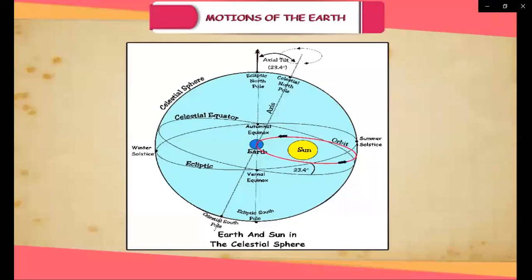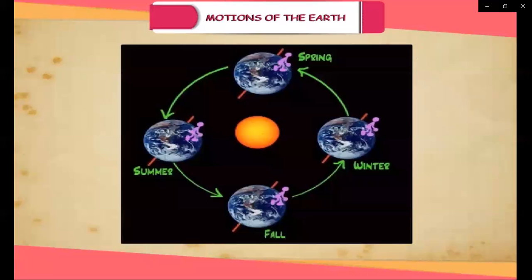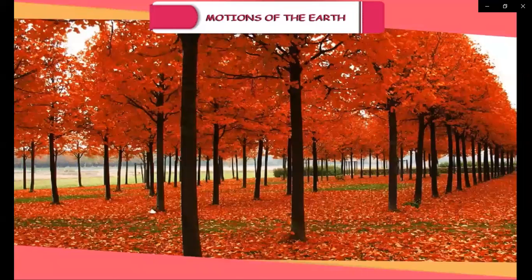The North Pole and South Pole remain equidistant from the Sun on 23rd September. The sun rays fall vertically on the equator, and the days and nights become equal all over the world. This period in the Northern Hemisphere is called autumn season, and in the Southern Hemisphere is called spring season.